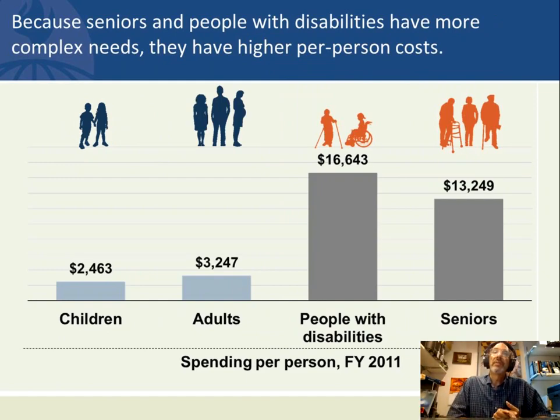Seniors and people with disabilities cost a lot more, as I was saying. If you're a person with a disability, you're going to cost about $16,643 a year. If you're a senior in a nursing home, you're going to cost about $13,249 per year. But if you're an average low-income child or adult, your annual Medicaid spending in 2011 was much less, at $2,400 for children and $3,200 for adults.